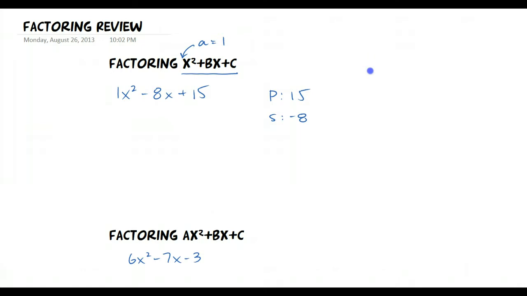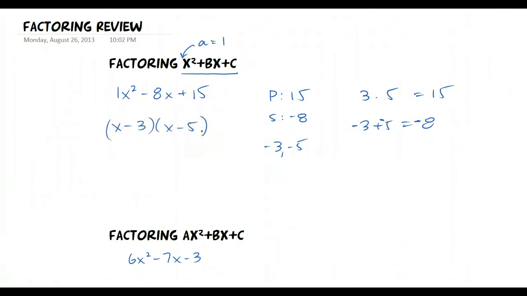I know you get the point of this, but let's say we try 3 and 5. 3 times 5 equals 15, but 3 plus 5 does not equal 8. Or, sorry, negative 8. We need it to equal negative 8. So we have to make both of these negative, because negative 3 plus negative 5 now equals negative 8. Now that we have our two numbers, negative 3 and negative 5, I just place them into two binomials. So x minus 3 and x minus 5 are factors of x squared minus 8x plus 15.